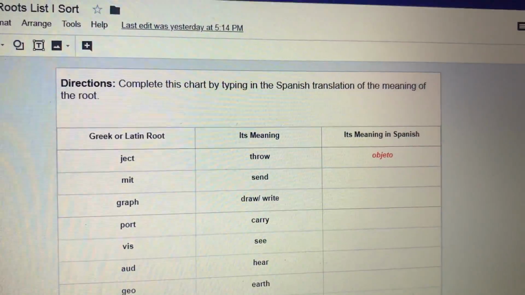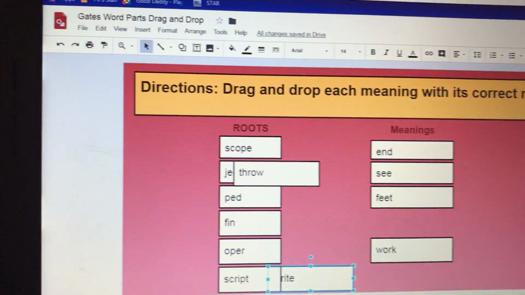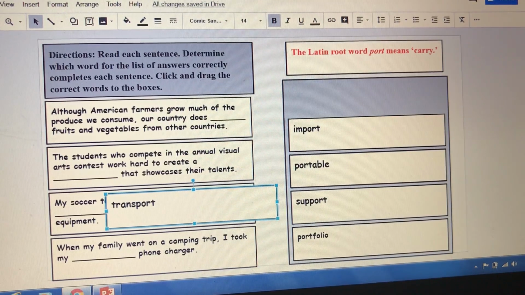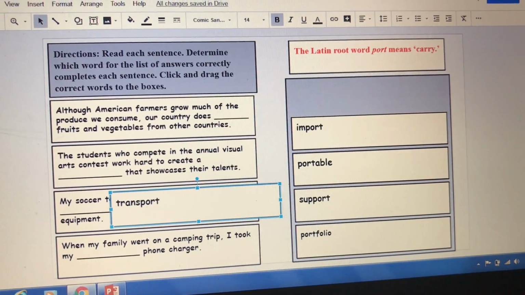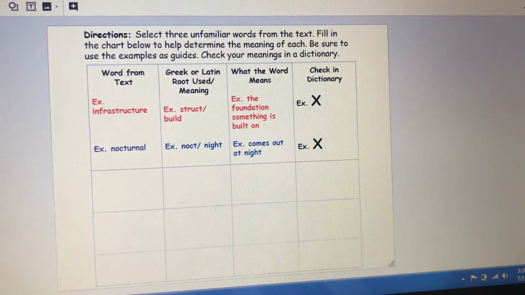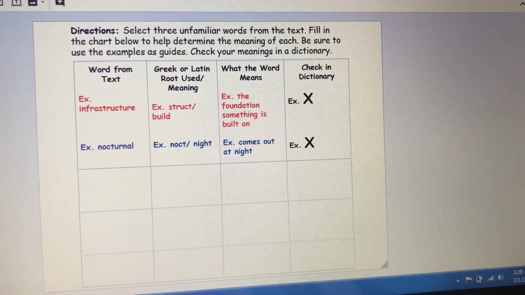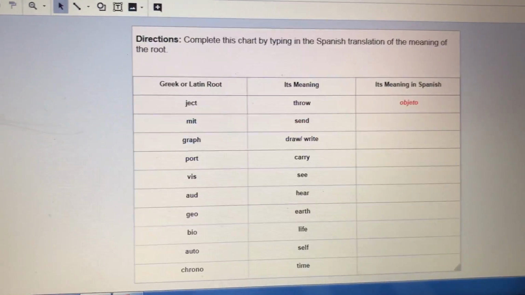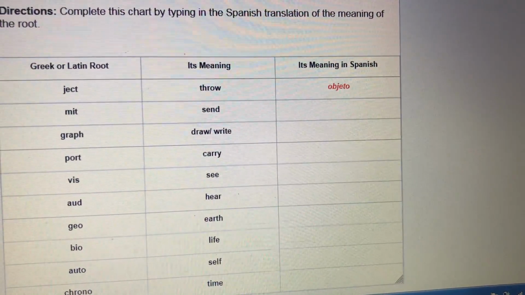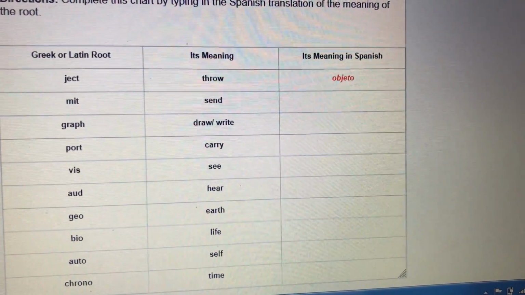So again, we have the basic identification, the word part analyzation, the application of word attack skills using word parts, and the interpretation of the roots and their meanings in the native language.